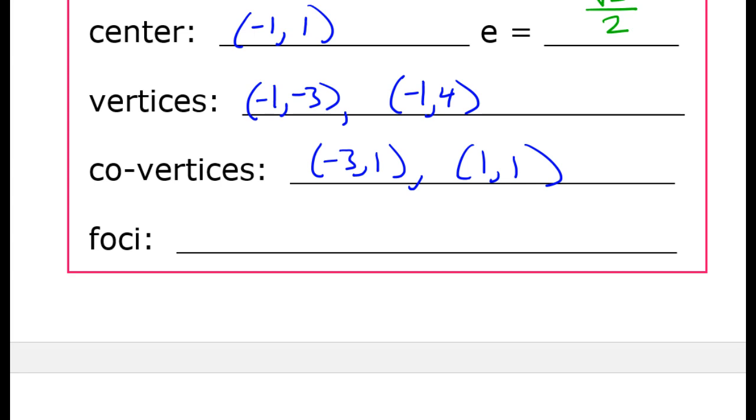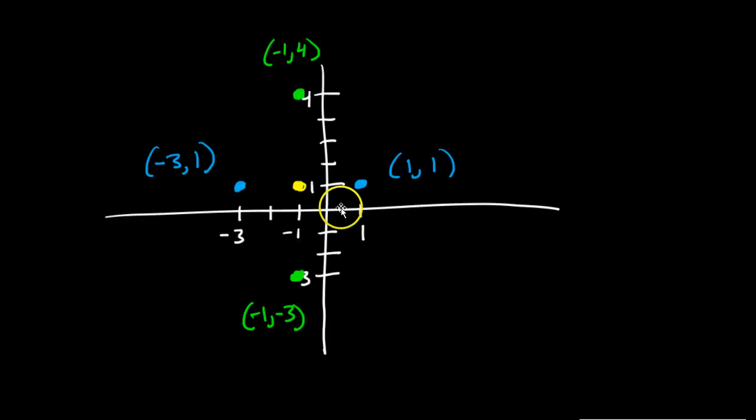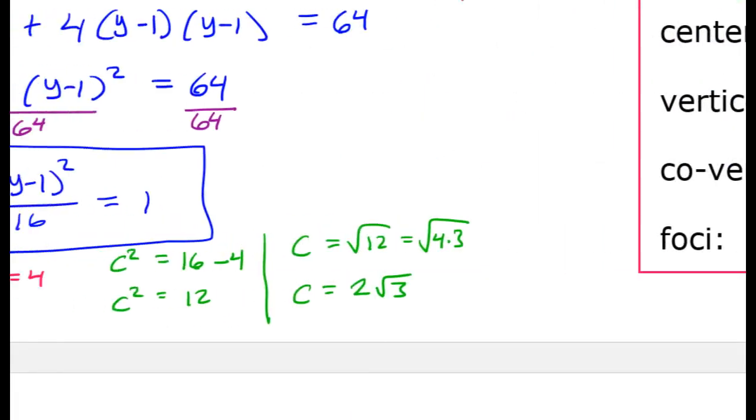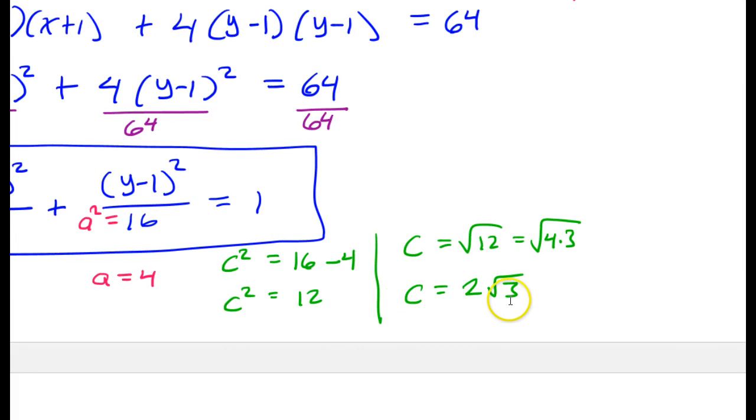Okay, now how about those foci? The foci have to always be on the major axis. So they're going to be on the same line with the vertices. Okay, so the foci will be above and below the center. How far above and below the center depends on the c value. Okay, so we have the c value of 2 radical 3. I'm checking my calculator right now for the decimal approximation. I'm actually typing in square root of 12. And I see that it is 3.5 approximately.